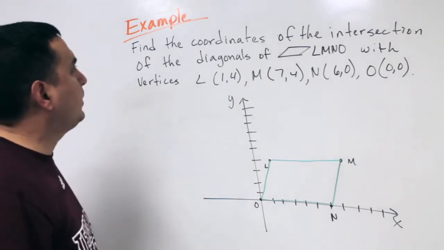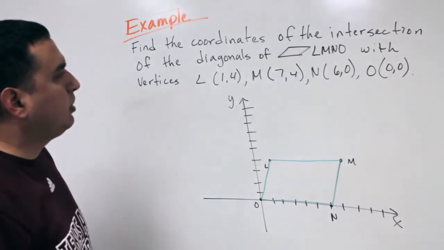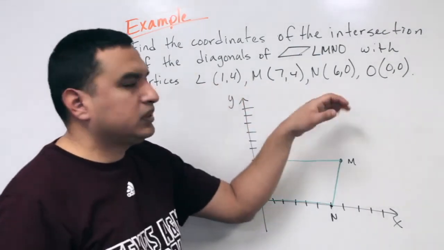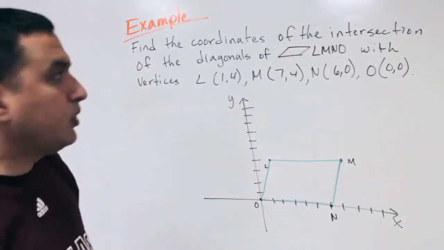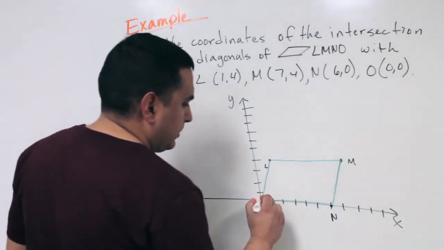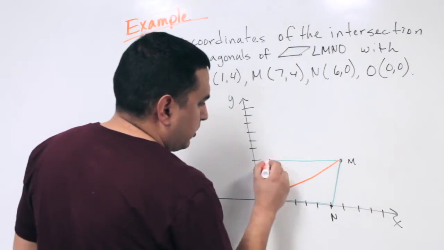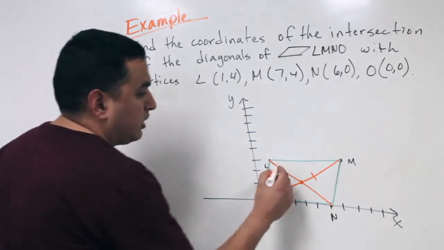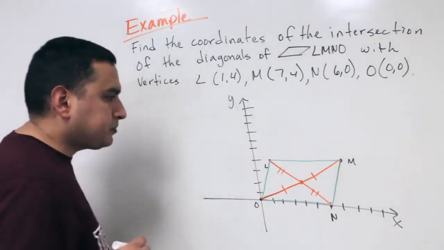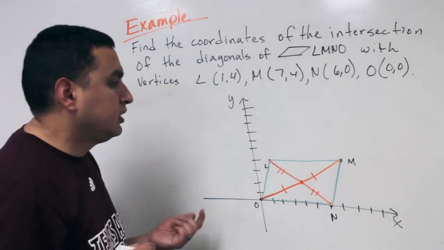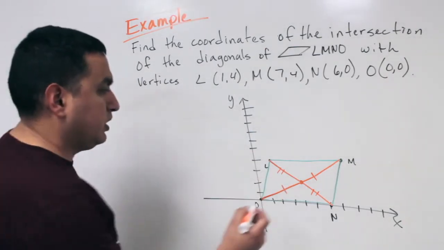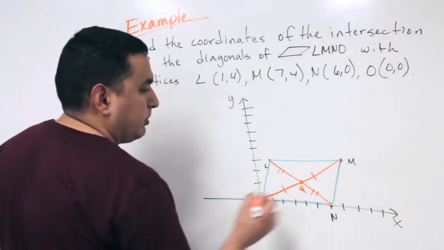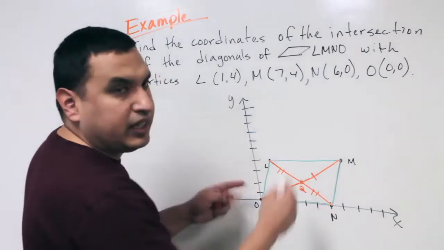Okay, on this example it says find the coordinates of the intersection of the diagonals of parallelogram LMNO with the vertices 1, 4, 7, 4, 6, 0, and 0, 0. I went ahead and graphed it for you. Now remember that the diagonals bisect each other. So if it's bisecting, you know that these two pieces are congruent here and here as well. And so this point here, we'll call it Q, is going to be the midpoint of either diagonal.